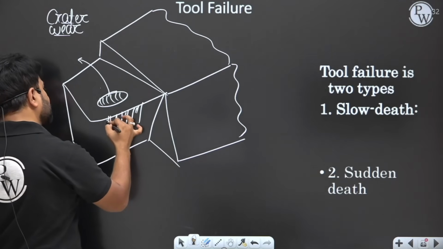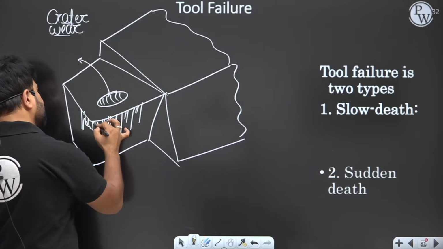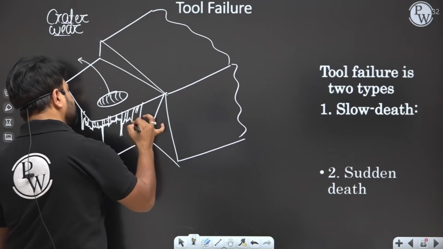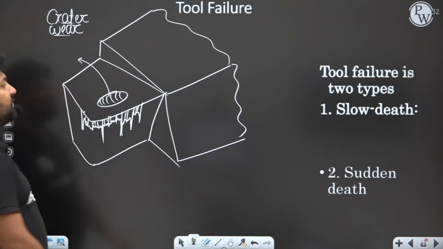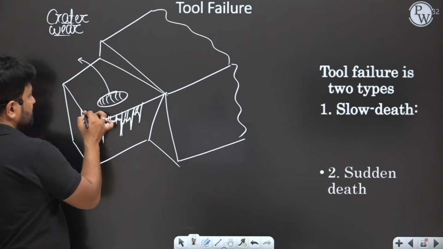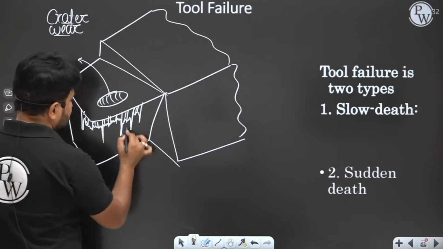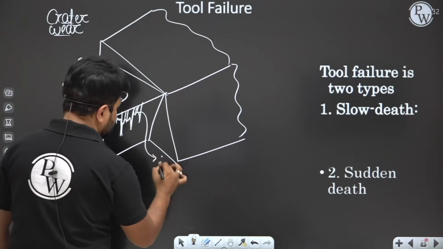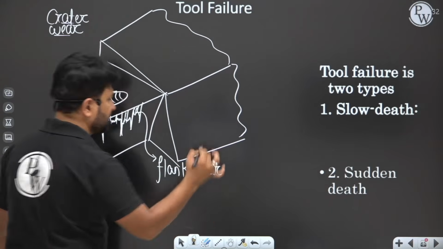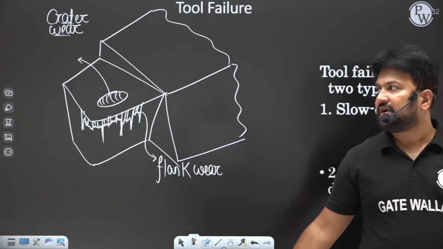On a flank, this is flank wear. It is a type of scratches. Okay, so this is what flank wear is. Majorly, it will occur on the side flank, but a little bit below the nose and a little bit on the end flank. This is flank wear, which happens just below the cutting edge.